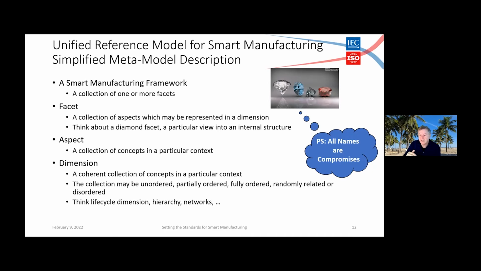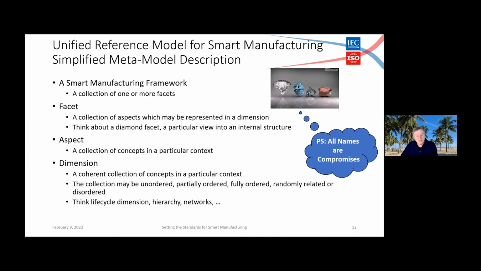Now, the dimensions can be ordered. So if you look at 62263, 61512, you have unit, enterprise, site, area, these sort of things. That's an ordered hierarchy. They can be randomly related. They can be time ordered. So if you look at a life cycle dimension, you're looking at time orders. If you're looking at business levels, they're not really ordered because they all communicate with each other. So these dimensions are in there.